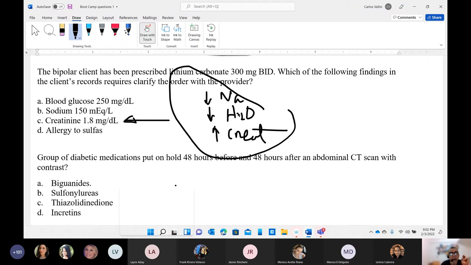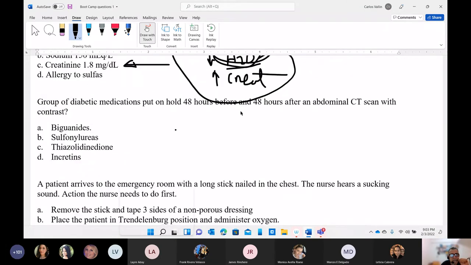And trying to apply that to a scenario: if you have a client with a diet low in sodium, a client taking diuretics, a client that is dehydrated, a client that has vomiting and diarrhea, is a patient at risk of lithium toxicity. Group of diabetic medication put on hold 48 hours before and 48 hours after CT scan with contrast.